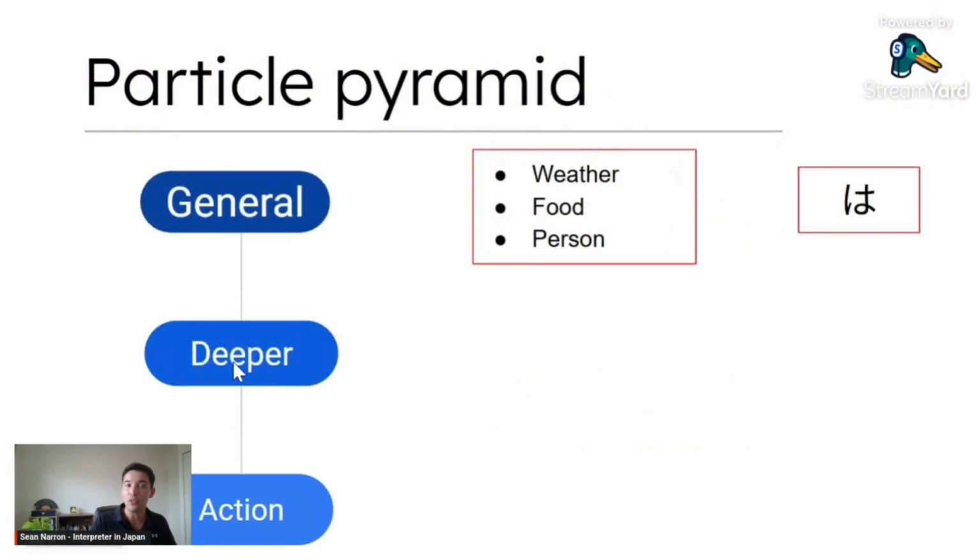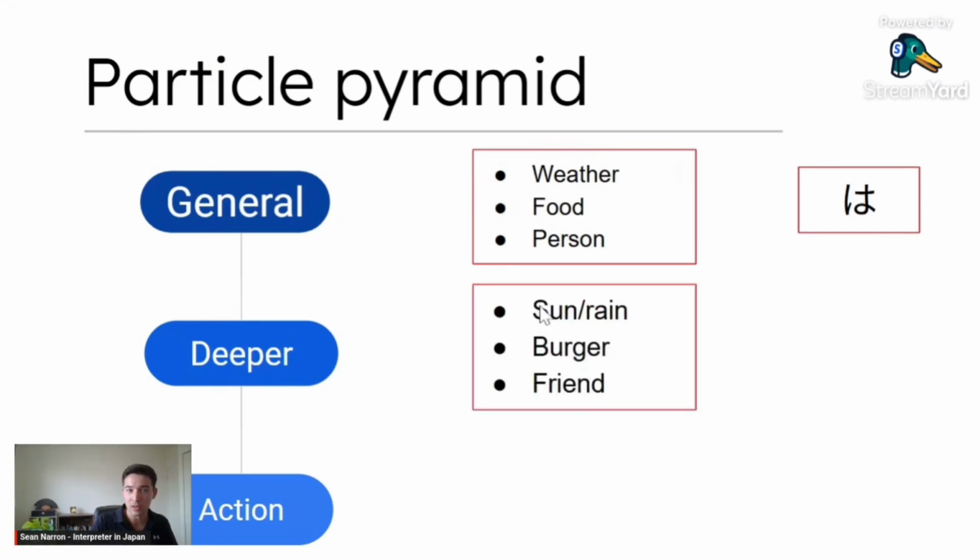So let's talk about deeper stuff. When it comes to deeper conversations, what do we change? Weather becomes, is it sunny or rainy? Food becomes like a burger. A person that you're talking about, a general person, when you're talking on a deeper level, becomes, is it a friend? Is it a boss? Is it a coworker? It's kind of a subcategory. In this case, we use ga. And now you're going, huh? No one taught me the difference between wa and ga, but it makes sense now. Great, because it's going to get better.